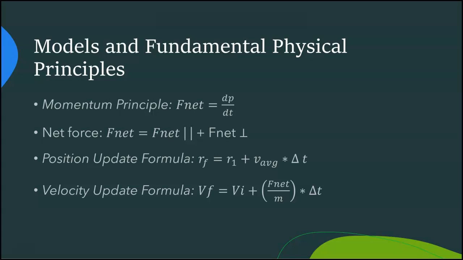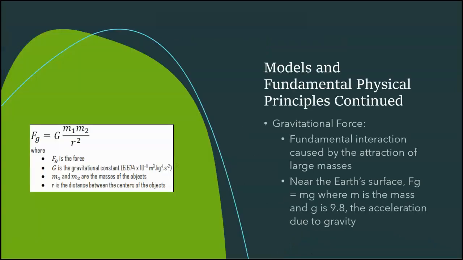The fundamental principles involved in this lab are as follows. We begin by describing the momentum principle, which states that the net force is equivalent to the change in momentum over time. The net force can be calculated by summing the parallel and the perpendicular components of force acting on the object. The position update formula states that the final position is equivalent to the initial position plus the average velocity times delta t. The velocity update formula states that the final velocity is the sum of the initial velocity plus F net over m times delta t.